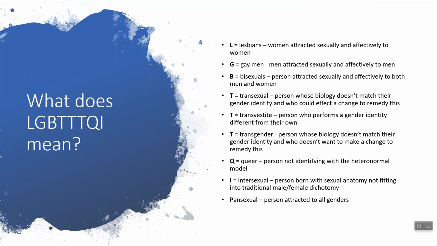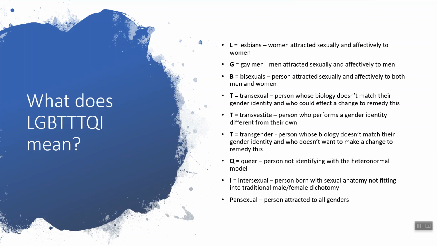The third T stands for transgender. A transgender person is just like the transsexual. It's a person whose biology doesn't match their gender identity, but they don't want to make any change to remedy this. They don't make any change to remedy this. So they may have the biology of a man and their gender identity may be that of a woman, but this mismatch doesn't cause them conflicts. They don't have any problem with that, and they don't make any change to remedy it or change it.